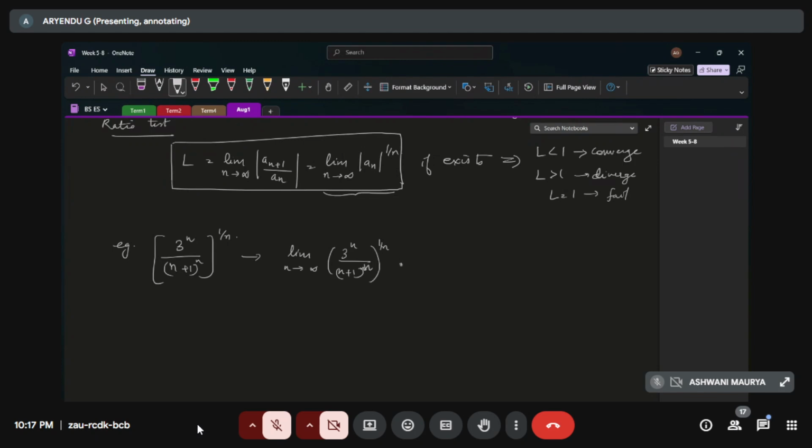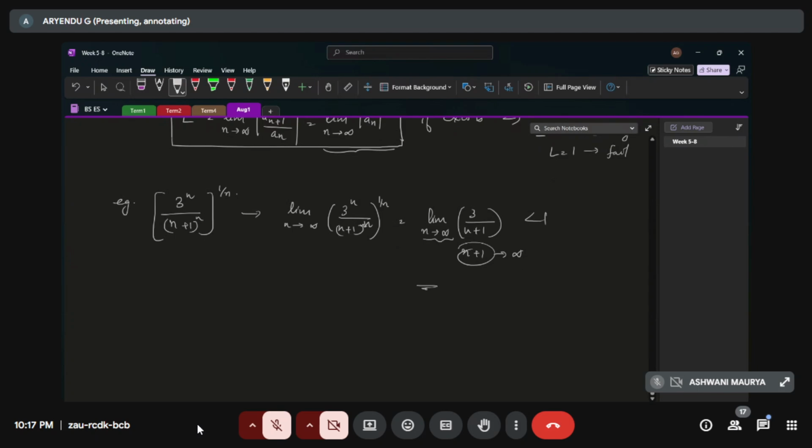Raised to 1 by n, we are taking the limit. So this will give limit as n tends to infinity, 3 by (n plus 1). Since the value of n tends to infinity, we can say that n plus 1 will also tend to infinity, which tells us that this whole value will be less than 1, which implies that the series is converging. This is the root test.